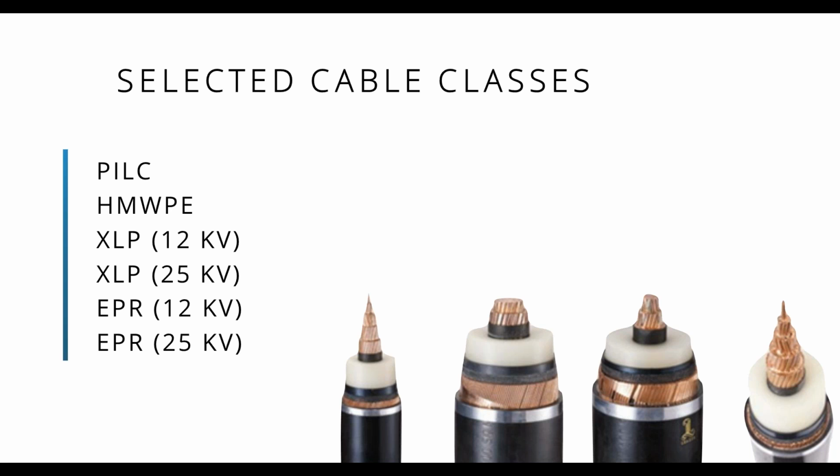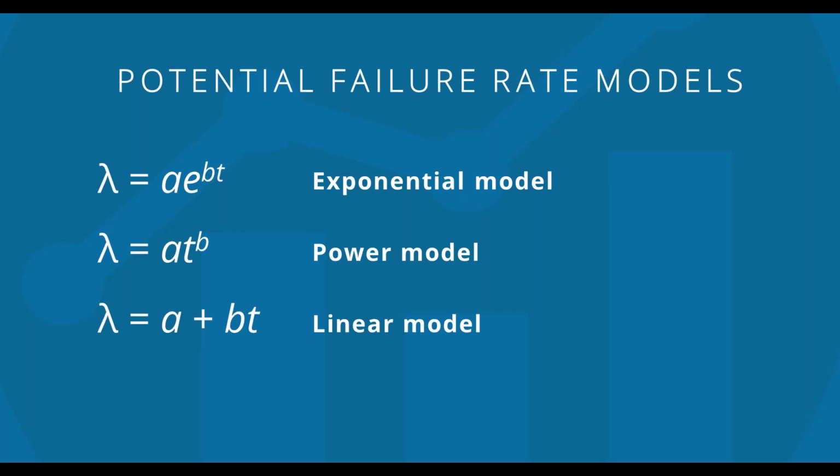So based on the feature analysis, 6 categories of cable were selected to develop failure rate models for: paper insulated lead cable, the high molecular weight, 2 types of cross-linked, and 2 types of rubber.